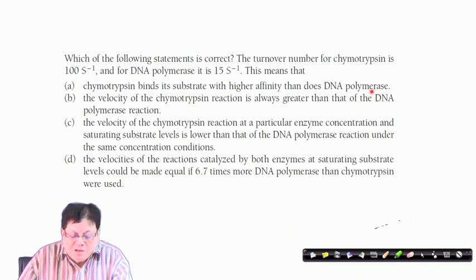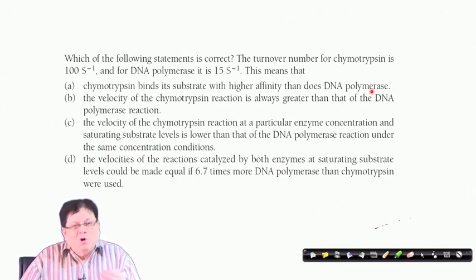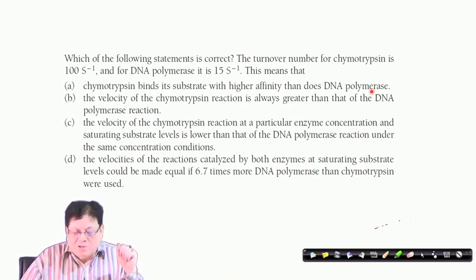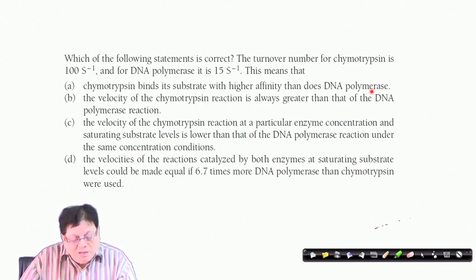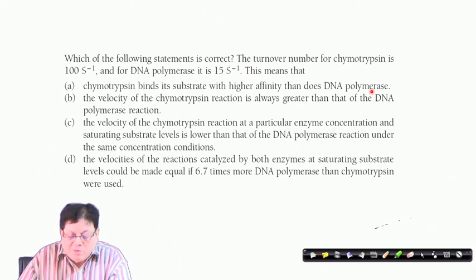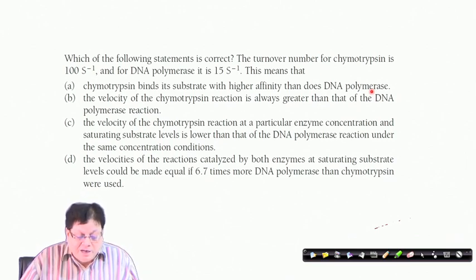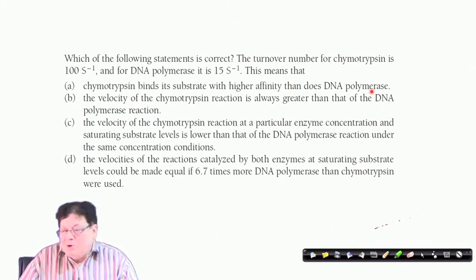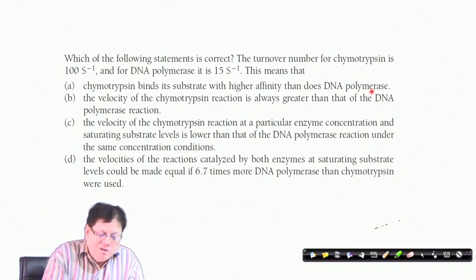The velocity of the chymotrypsin reaction at a particular enzyme concentration and saturating substrate levels. Saturation means the Vmax value. When you have a lot of substrate, that means all the active sites are occupied. The velocity of chymotrypsin reaction at a particular enzyme concentration and saturating substrate levels is lower than that of DNA polymerase reaction under the same concentration conditions. No, it is not correct. Actually, you are now using the same enzyme concentration. So, obviously, chymotrypsin has a higher turnover number. So, that cannot be lower than that of DNA polymerase. Okay. So, obviously, the fourth one has to be correct, because all these are incorrect.